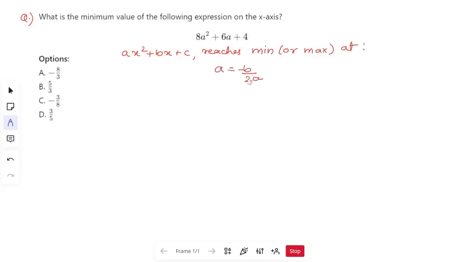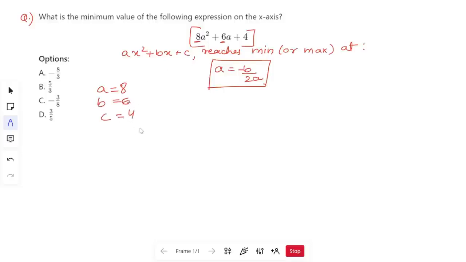So this is one general rule that you should know before solving this question. Now based on this, we will solve our equation. So in our equation, a is 8, then b is 6, and then c is 4, right?